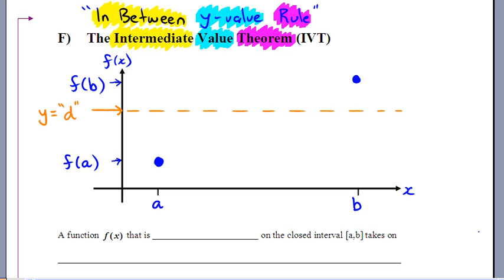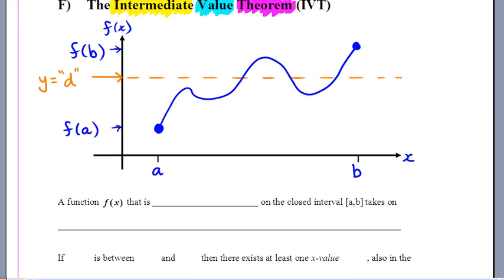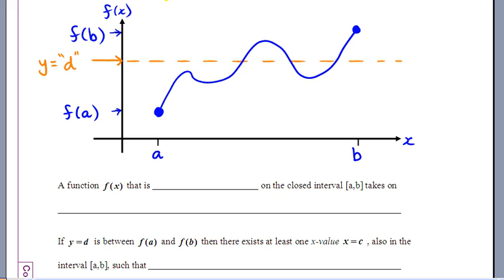So this in-between y value rule applies to things that are continuous. And I want you to try to go from that blue dot to that blue dot without hitting that orange line at least once. You can't, right? This is the rule. At some point, you have to hit the orange line. You might even hit it twice, but you're going to hit it at least once. Mine hit it 3 times. And all this rule says is, if that y value is in between the ones on the ends, you're going to hit it once.